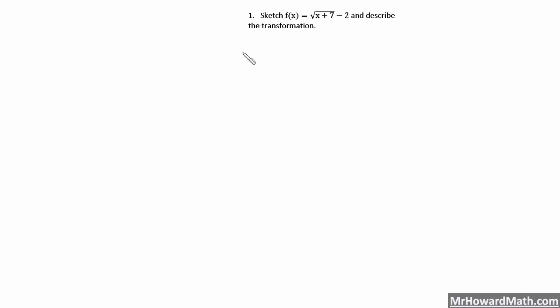Okay, so first one, sketch f of x equals the square root of x plus 7 minus 2. So this is a square root function. Underneath with x is left and right, opposite of the sign, so it's going to be left 7, and then outside away from x is with the sign, up and down, so that's down 2. So left 7, down 2. So verbal is left 7, down 2. It would also be okay to do this, left 7, down 2.